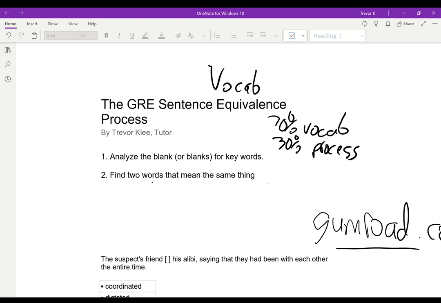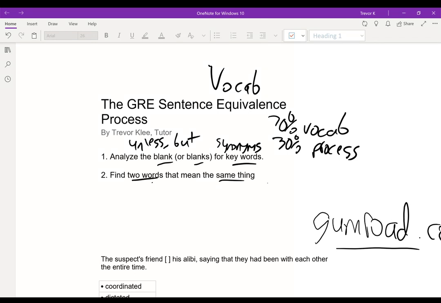It's pretty straightforward. You can see there are only two steps. First, we're going to analyze the blank or blanks for keywords, stuff that's going to tell us what goes in that blank. That's stuff like unless or but, and also specific synonyms or antonyms. That's going to help tell us what goes in the blank. And then once we find the keywords that tell us what goes in the blank, we look to find two words that mean the same thing.